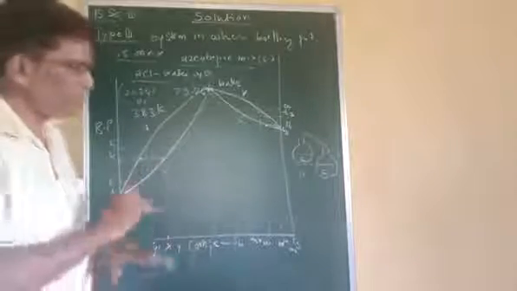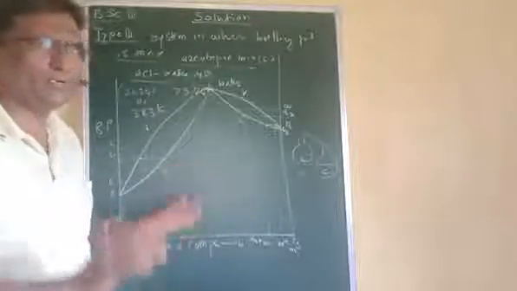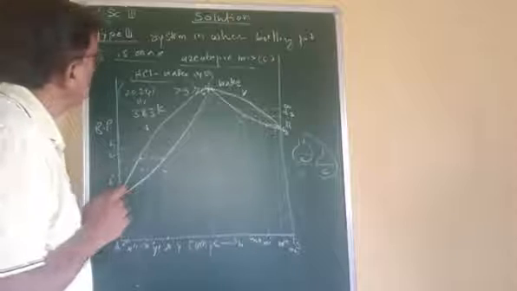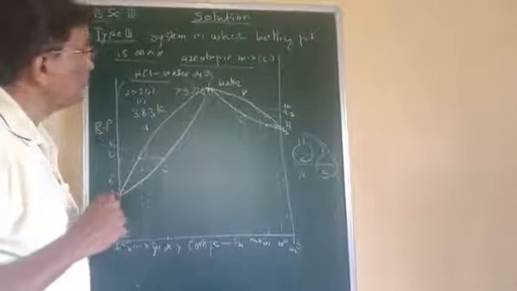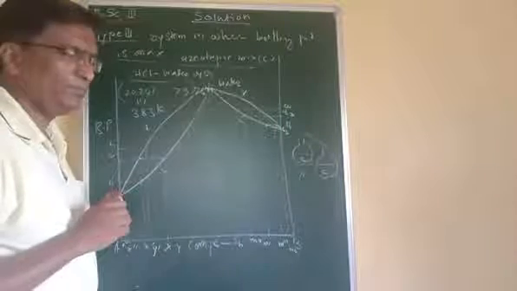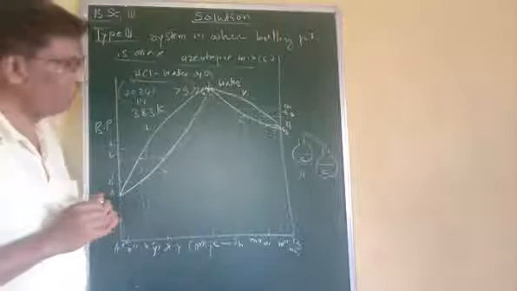That means the azeotropic mixture cannot be further separated by distillation. This is about the system in which the boiling point is maximum, of type 3 of miscible liquid systems.